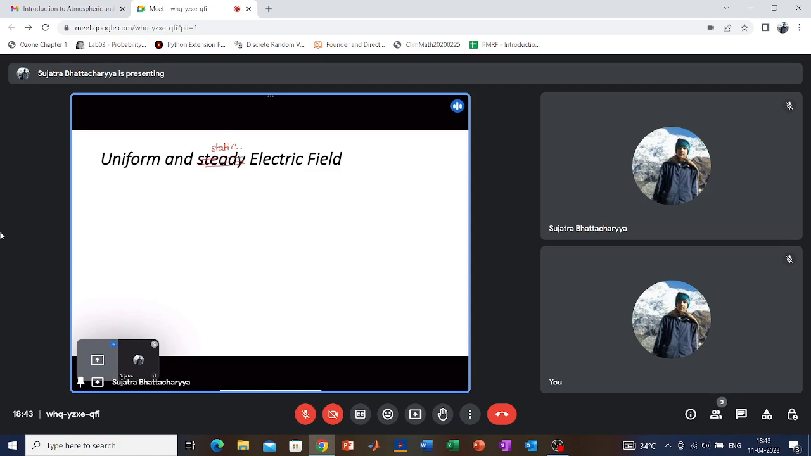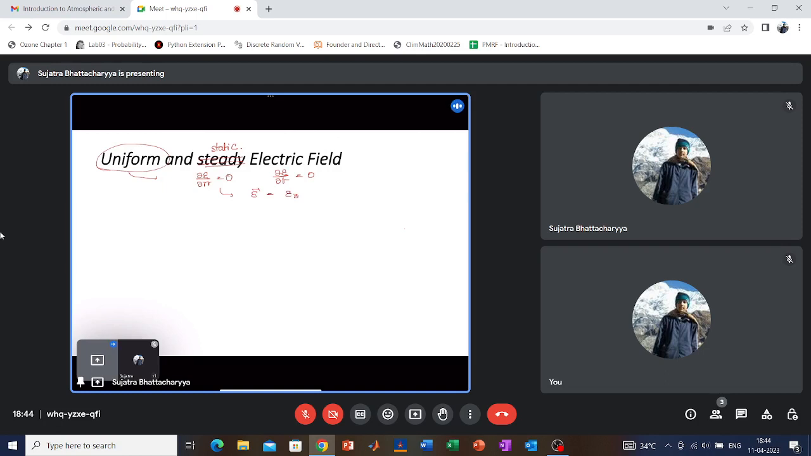Okay, the first is the uniform and static electric field. So what is this uniform? Uniform means that del E by del r is 0, and static means del E by del t is also 0. Okay, but E is only present as Ez.